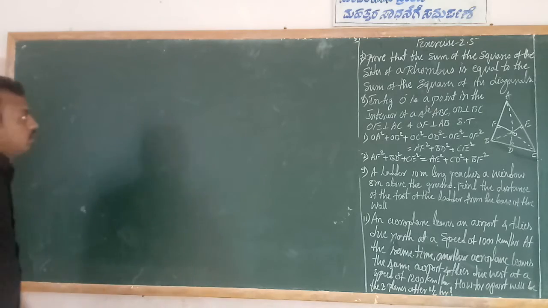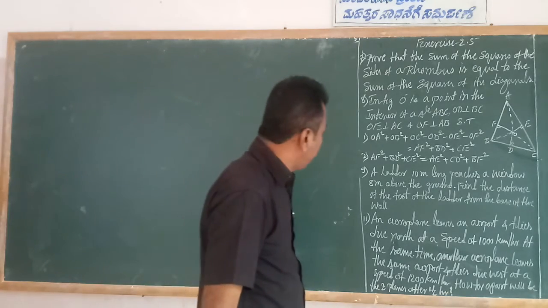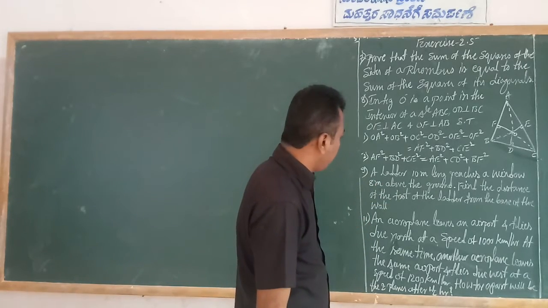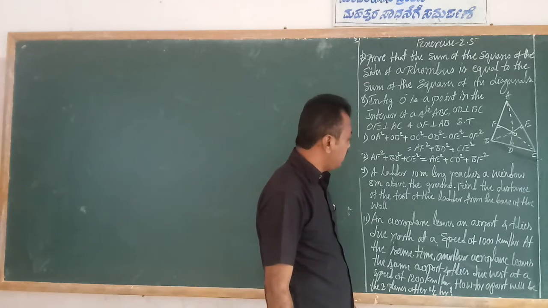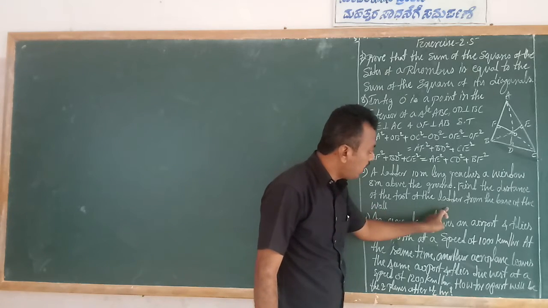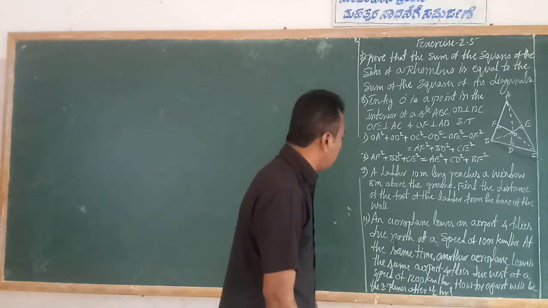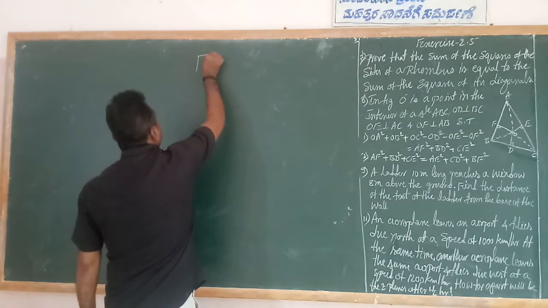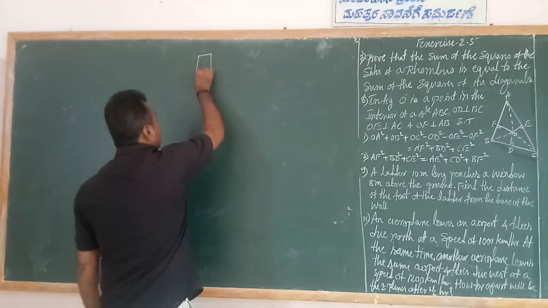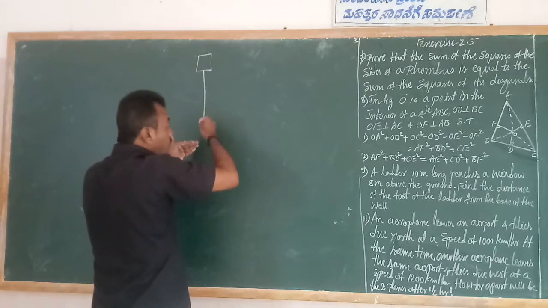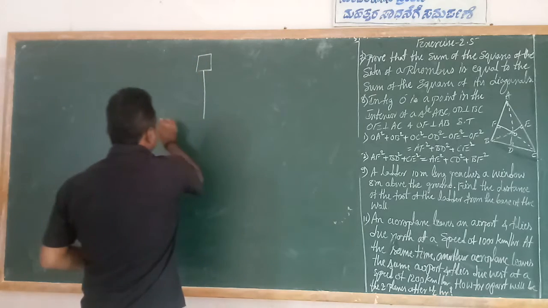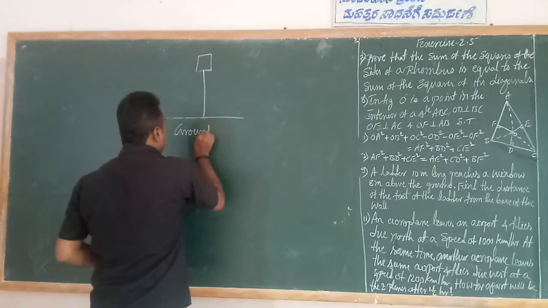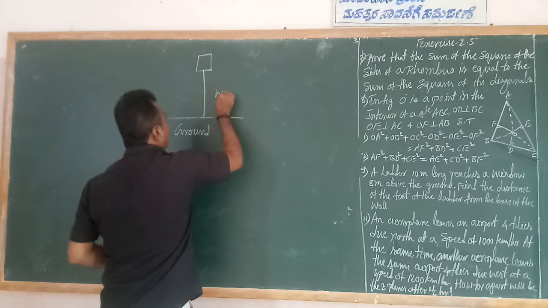What is question number 9? A ladder 10 meter long reaches a window 8 meter above the ground. Find the distance of the foot of the ladder from the base of the wall. See students, so we will draw the diagram. So this window is there, correct? In that window, this is the wall. So the wall is above the window, correct? This is ground, and this is wall.